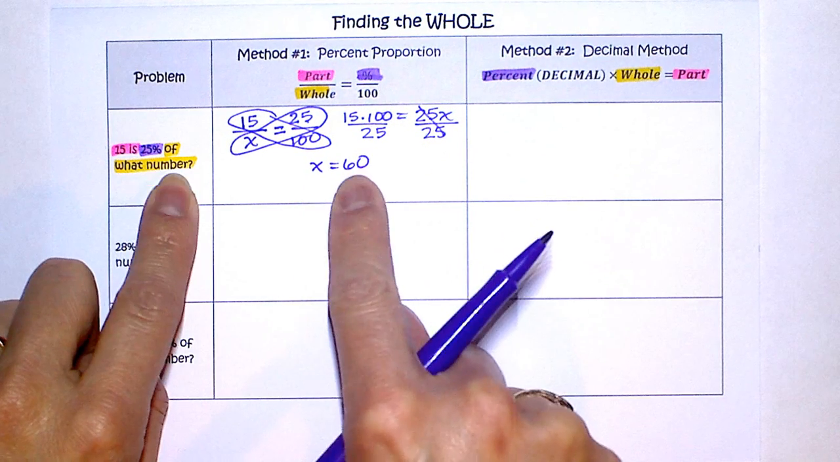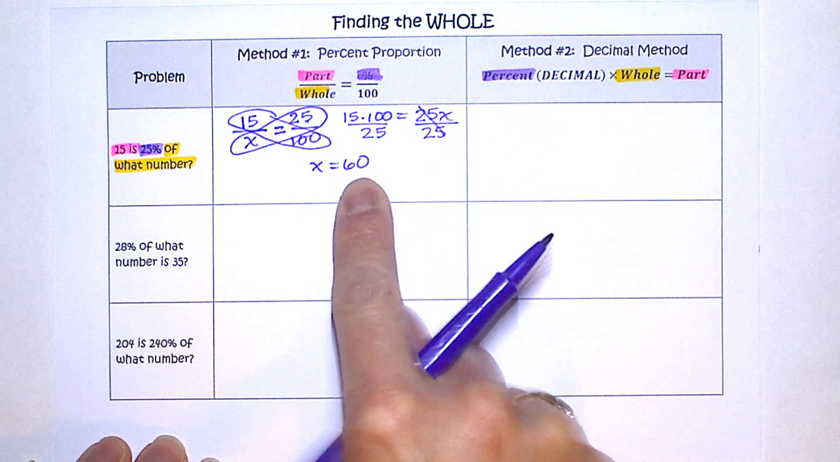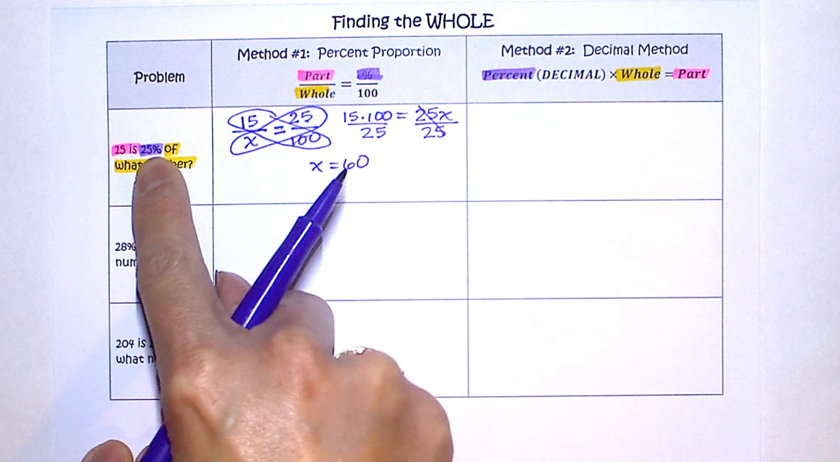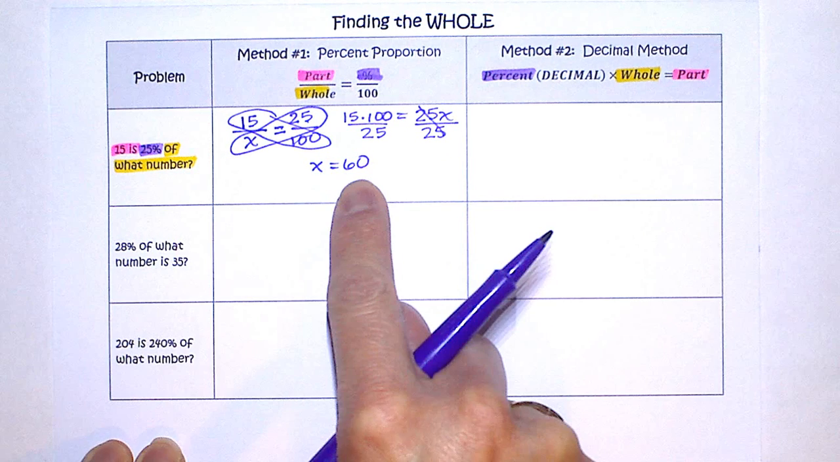Now don't put a percent symbol on this because we were looking for a number. We already know the percent. The percent's 25. This is just our number.